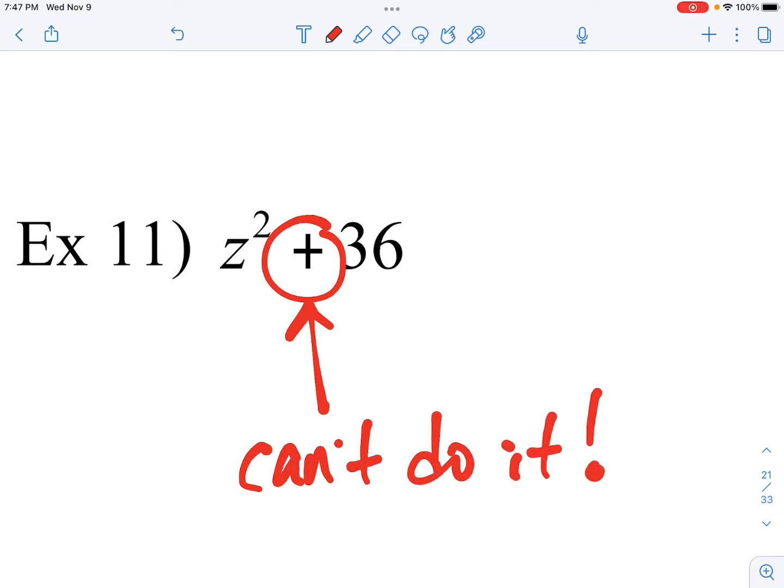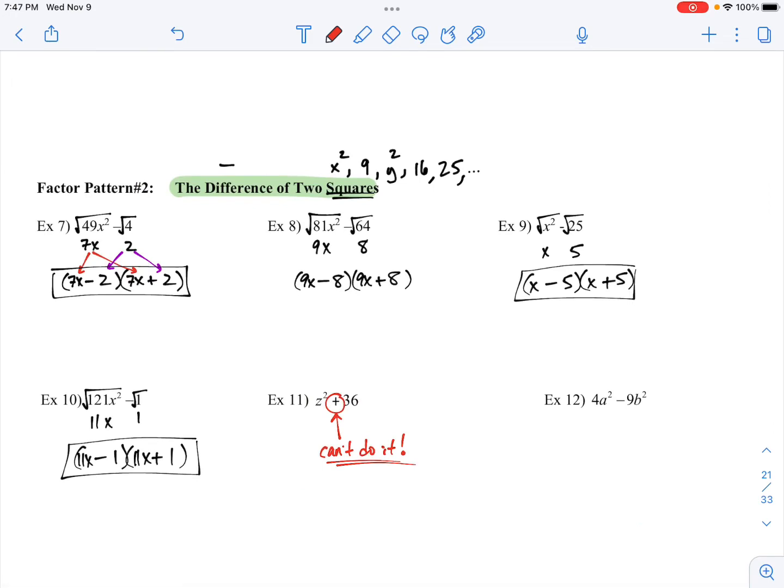Did you know that you can't do it if it's a plus sign? Remember that this says difference of 2 squares. This formula only works if it is a minus sign. If it's a plus, can't do it. Make a note to yourself about that. We'll probably put that on our note cards, but that you need to be watching out for.